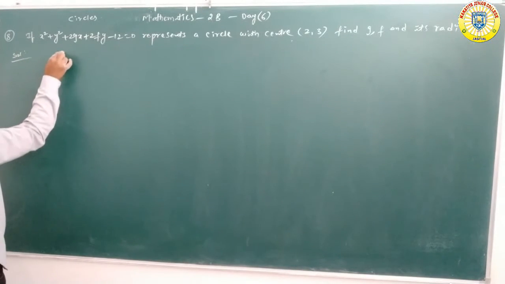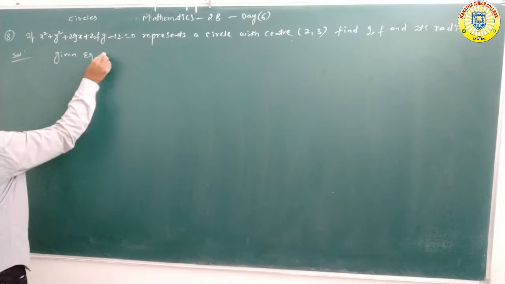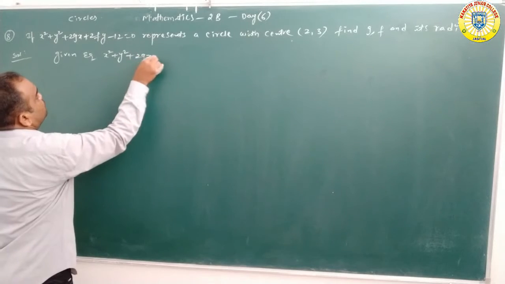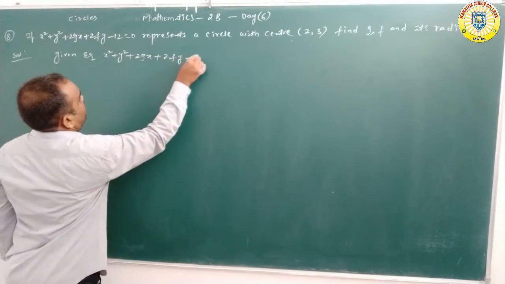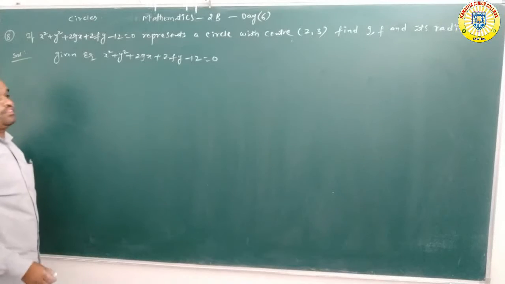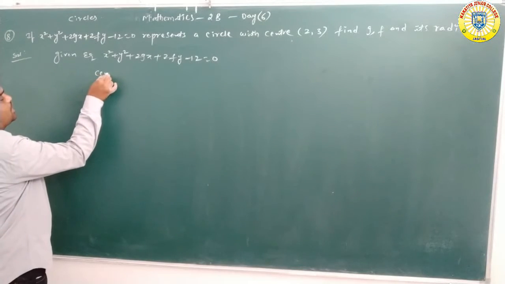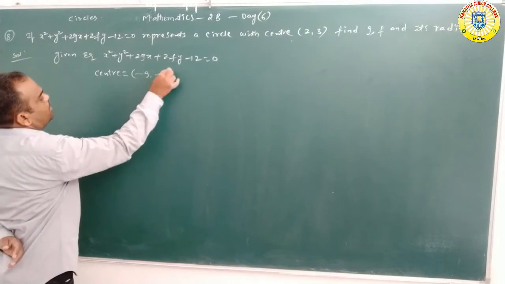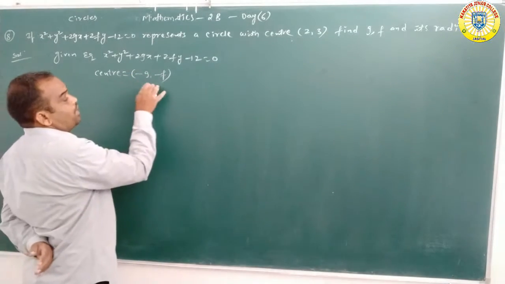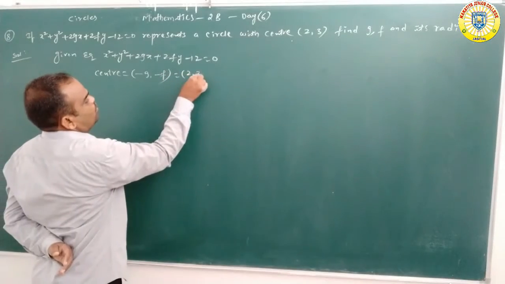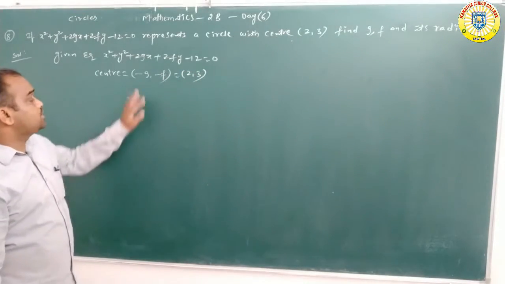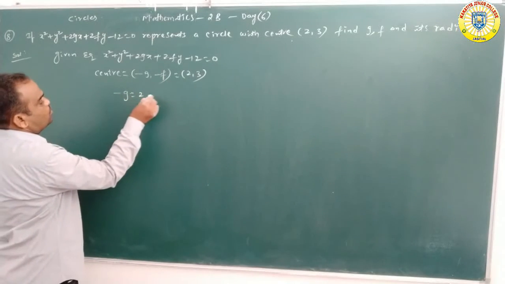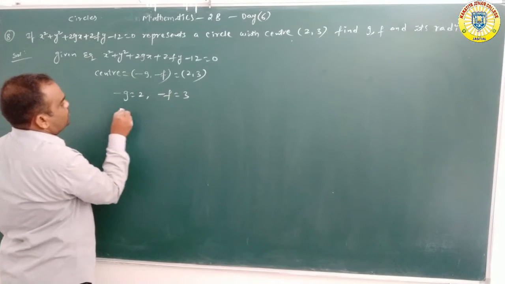The given equation is x square plus y square plus 2gx plus 2fy minus 12 equals 0. The center is (minus g, minus f), which is equal to (2, 3) as given. So minus g is equal to 2, and minus f is equal to 3.